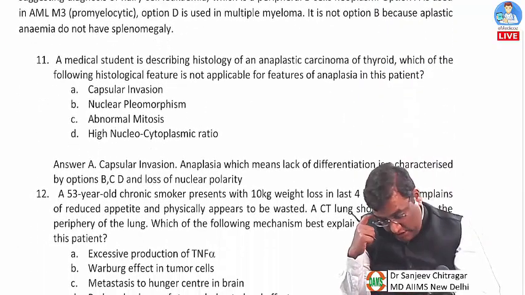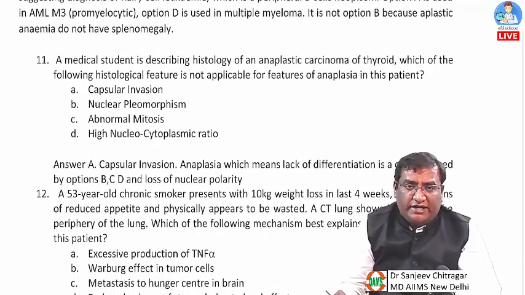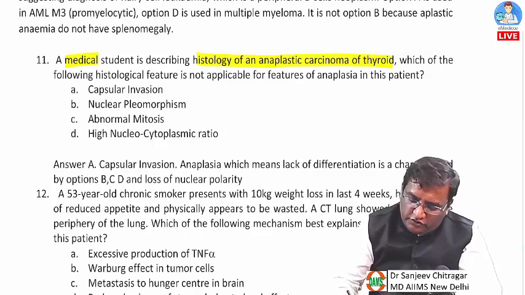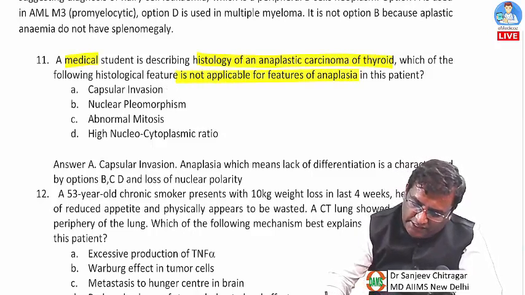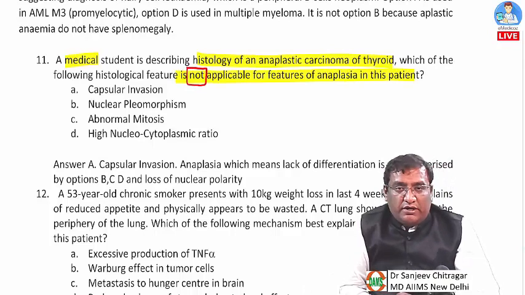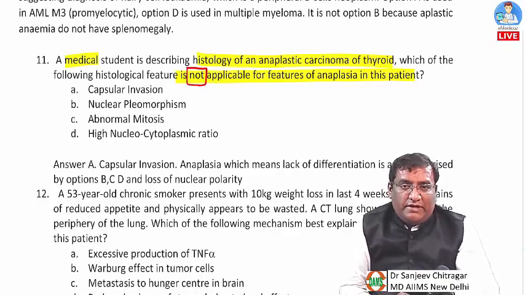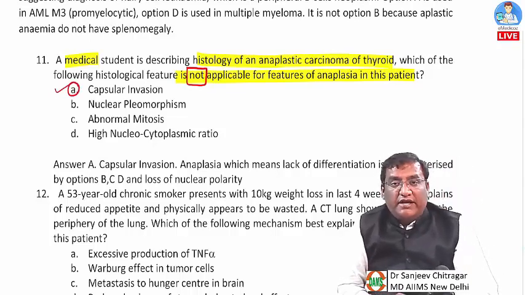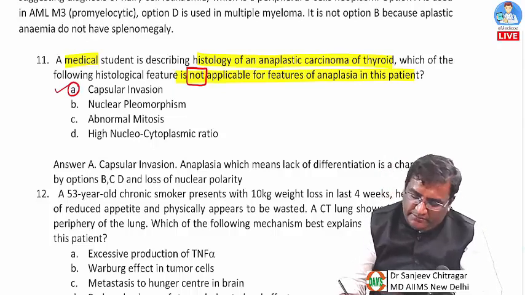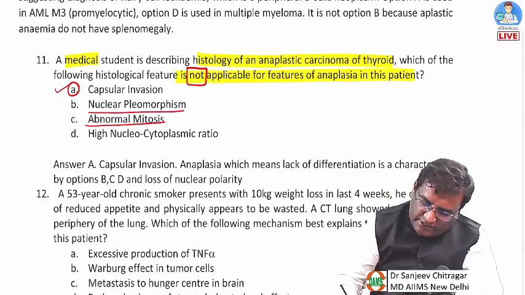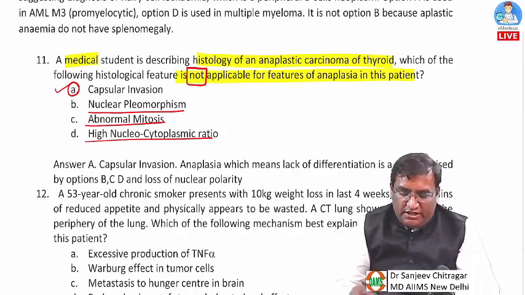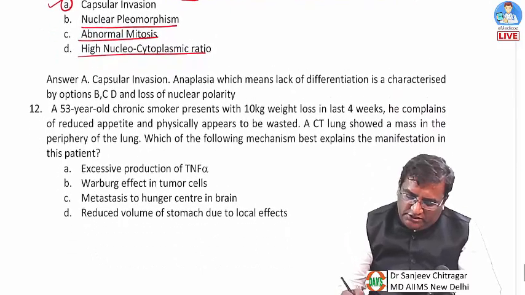Next question, the last, only a one-liner, so I can go straight away. A medical student is describing the histology of anaplastic carcinoma of the thyroid. Which of the following histological features is not applicable for the features of anaplasia? The options are capsular invasion, nuclear pleomorphism, abnormal mitosis, and high nucleocytoplasmic ratio. The answer is capsular invasion. Invasion has nothing to do with anaplasia. Nuclear pleomorphism, abnormal mitosis, and high nucleocytoplasmic ratio are features of anaplasia. Right? Yes.